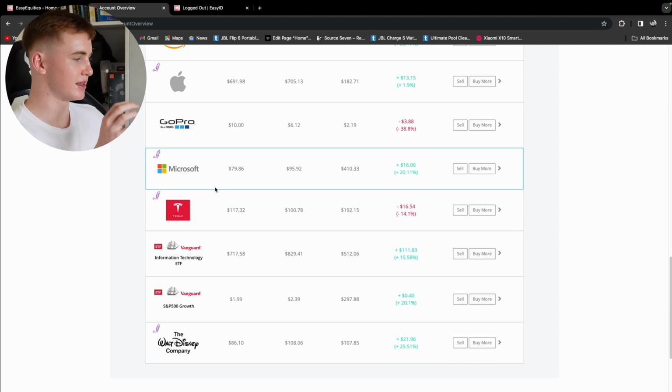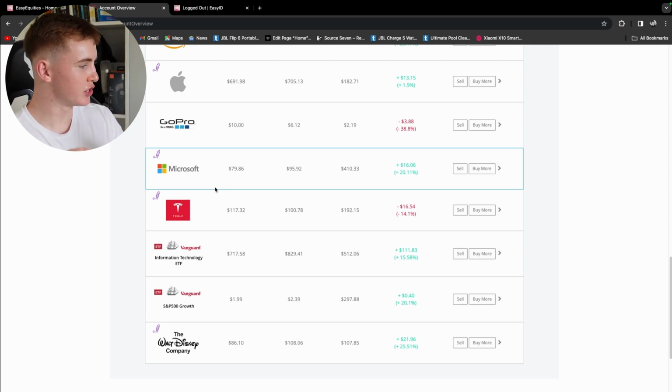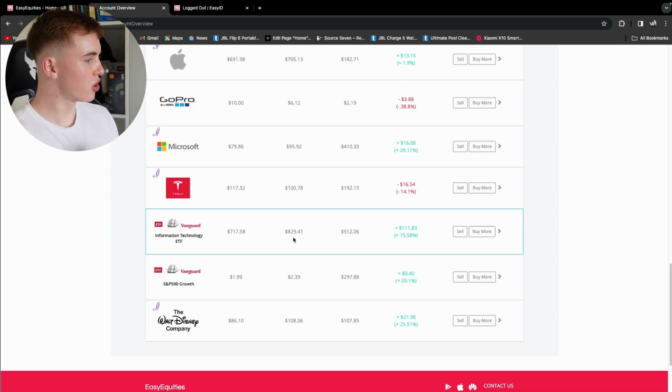Now, as you can see, the bulk of the income that I had invested on EasyEquities is in a single ETF. I do have the S&P 500 growth where I have $300 invested, and obviously you can see the other companies, but the majority of my funds are actually in an IT ETF. Now, the Vanguard ETF is where the majority of my funds have been invested. You can see I have a total of $830 invested within the Vanguard ETF.